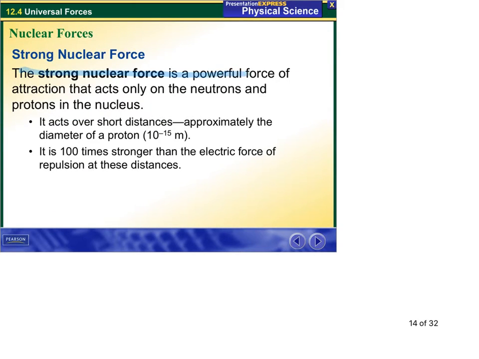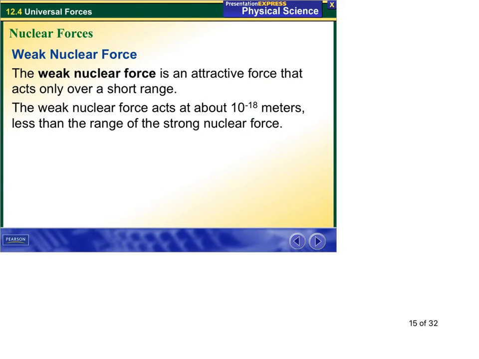Strong nuclear force, a powerful force of attraction that acts only on the neutrons and protons in the nucleus. Very strong force, but it acts only over very short distances, about the diameter of a proton, 10 to the negative 15th meters. It's about 100 times stronger than the electric force of repulsion at these distances. So it holds the nucleus together.